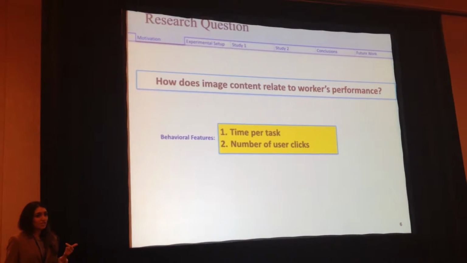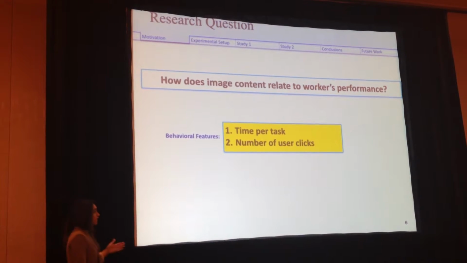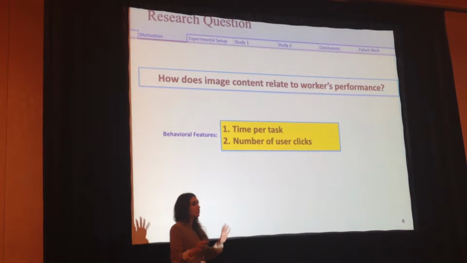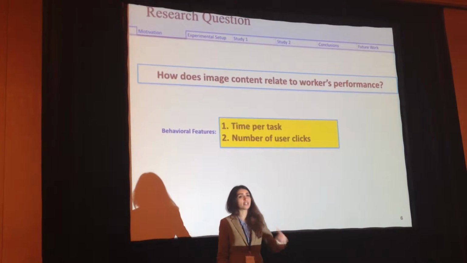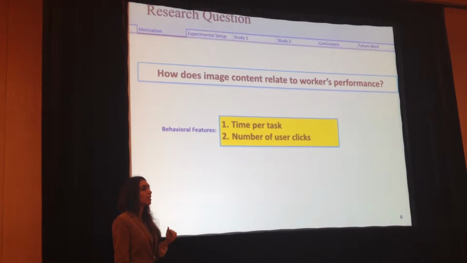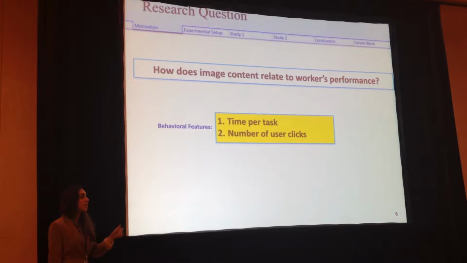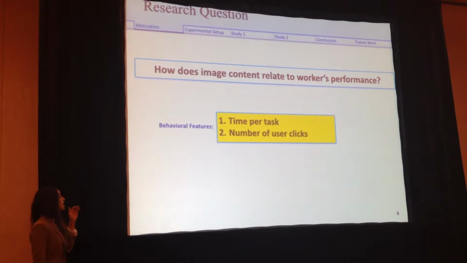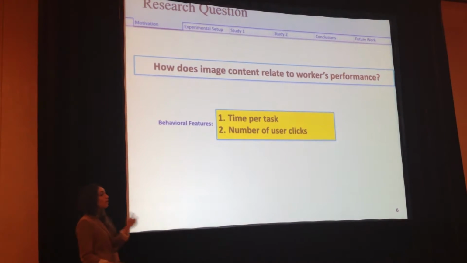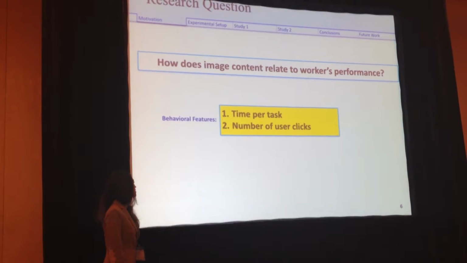What was my question? We really wanted to see whether the hypothesis of current work, which says that there is a correlation between behavioral features like time per point and number of user clicks and the accuracy of human drawing, really holds or not. So we wanted to validate that and get to know the image content better and how image content relates to workers' performance and workers' behavior.